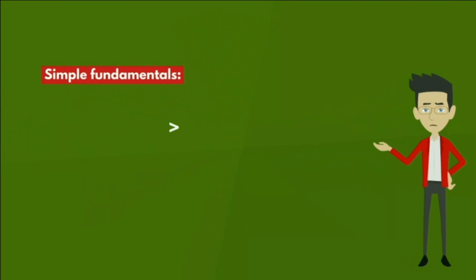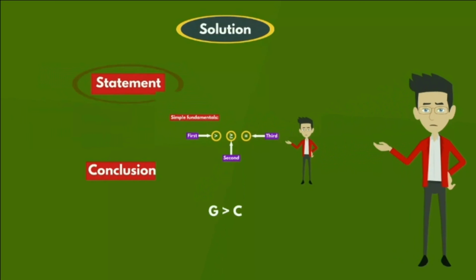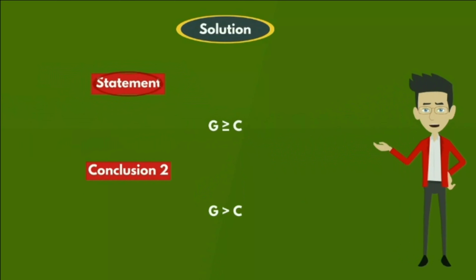In a combination of greater than and greater than or equal to symbols, we will give first priority to the greater than symbol, second priority to the greater than or equal to symbol, and third priority to the equal to symbol. So this is G greater than or equal to C. But in the conclusion they have given that G greater than C. So conclusion 2 is false.